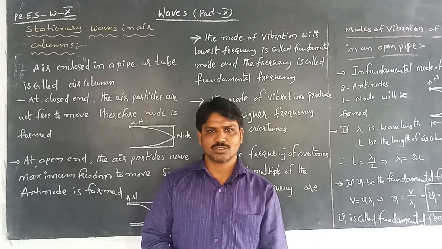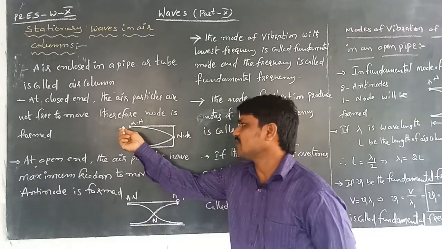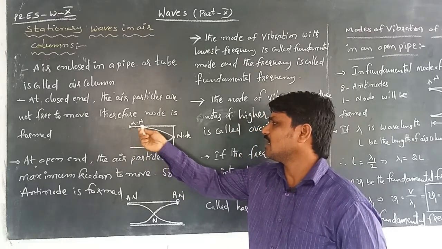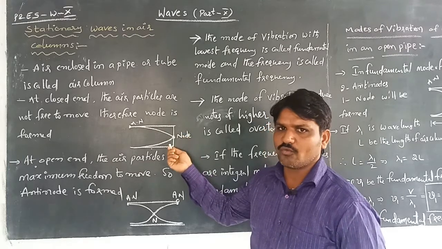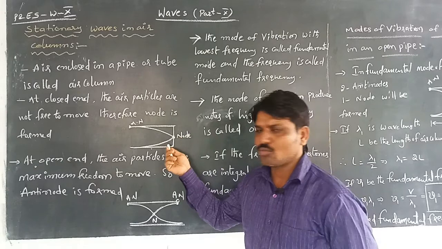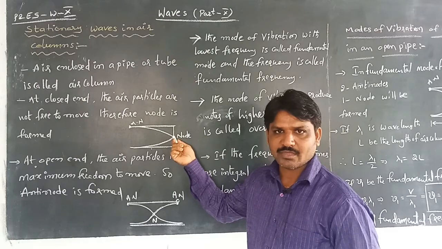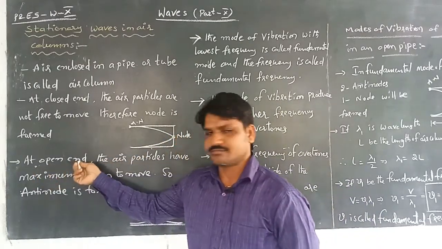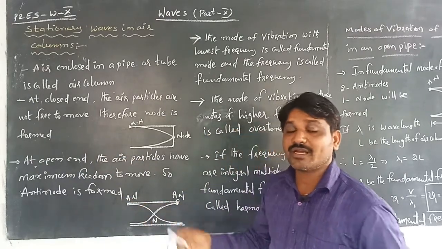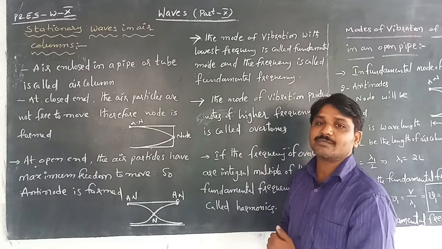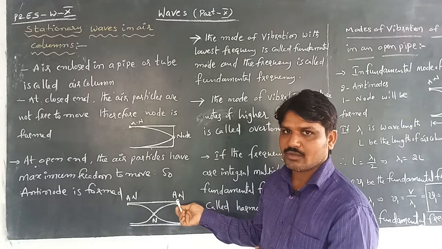If we take a closed pipe, at the closed end the air particles cannot move freely, so a node will be formed there. On the other hand, at the open end, an antinode will be formed, because the air particles have maximum freedom and can move in any direction.